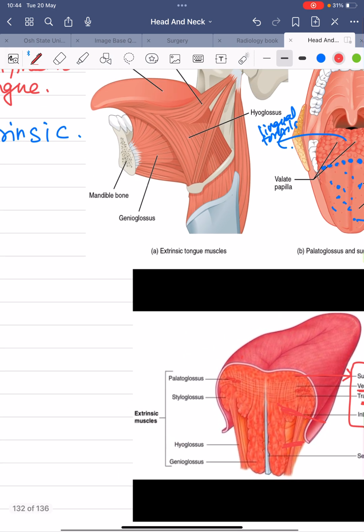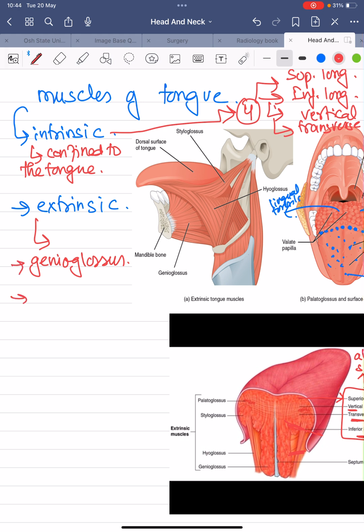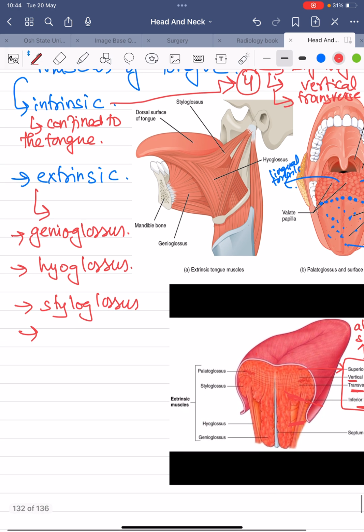Now coming to the extrinsic muscles of the tongue. Number 1, genioglossus muscle. Number 2, hyoglossus muscle. Number 3, styloglossus muscle. And number 4 is your palatoglossus muscle. So 4 intrinsic muscles, 4 extrinsic muscles: genioglossus, hyoglossus, styloglossus and palatoglossus.